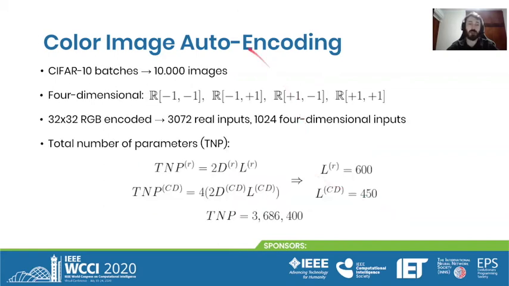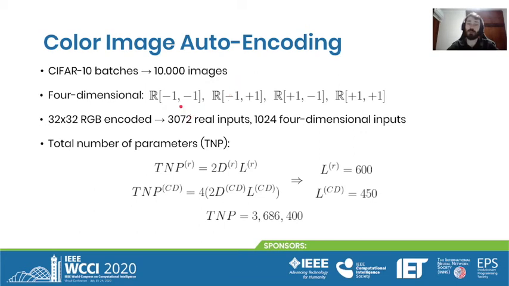So for our experiment, we chose the CIFAR-10 dataset, which is usually taken for classification tasks, but it has also been employed in auto-encoding tasks. Each batch has 10,000 images. We used one of them for training and one for testing.